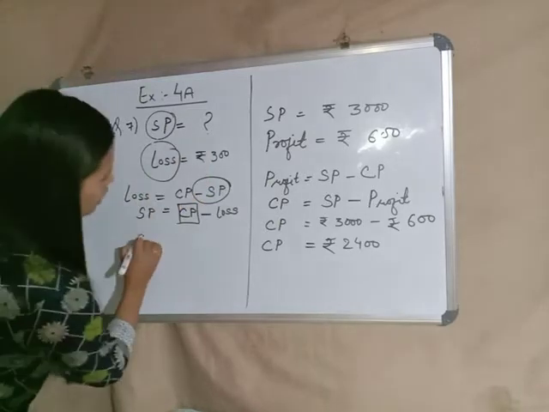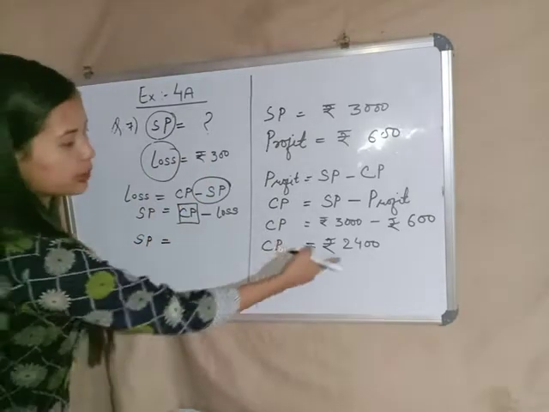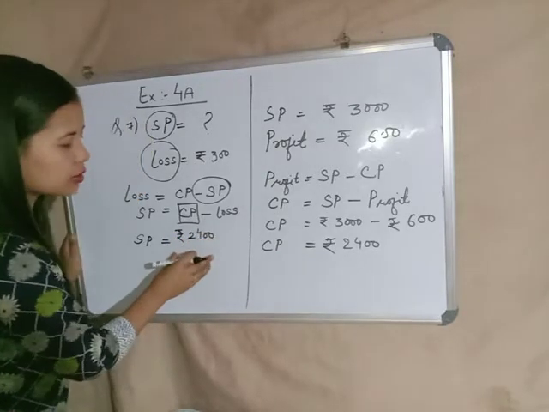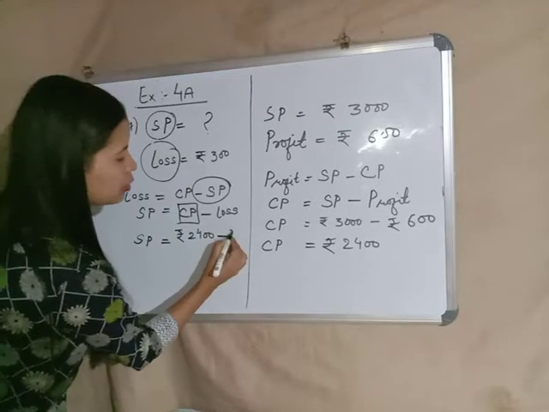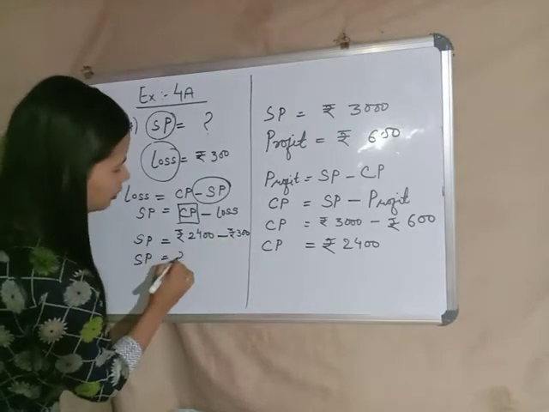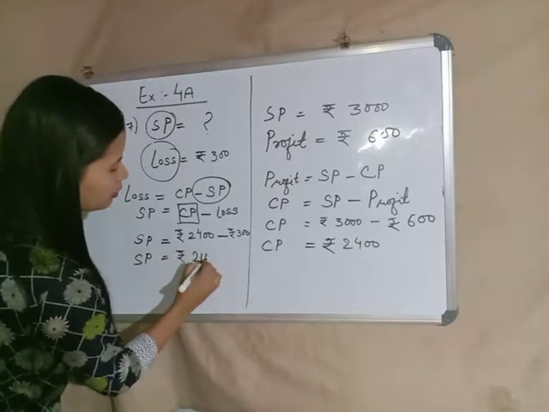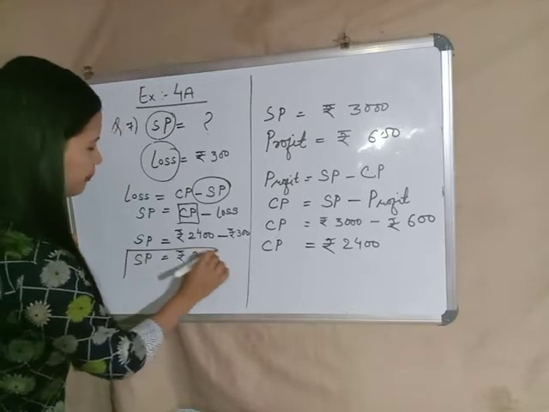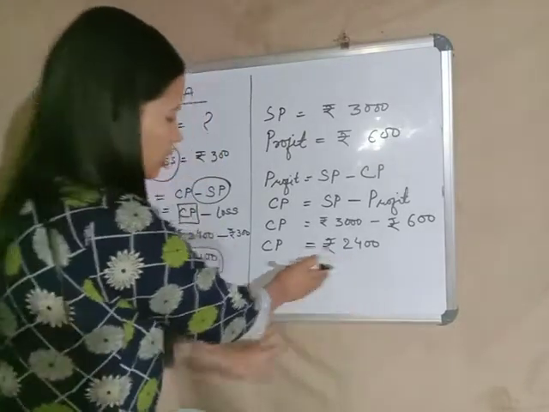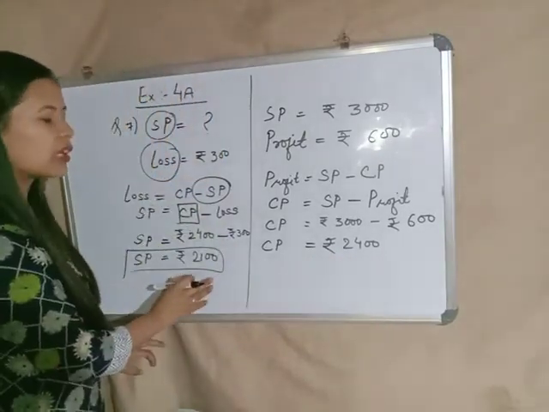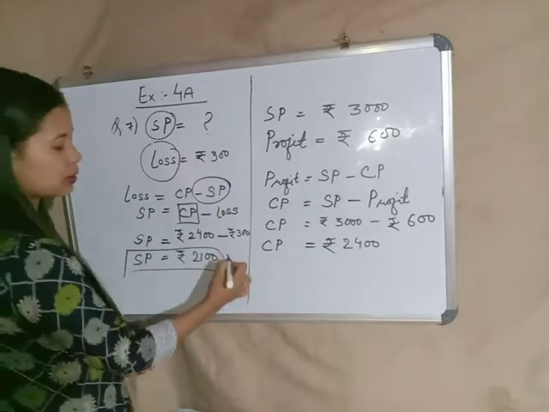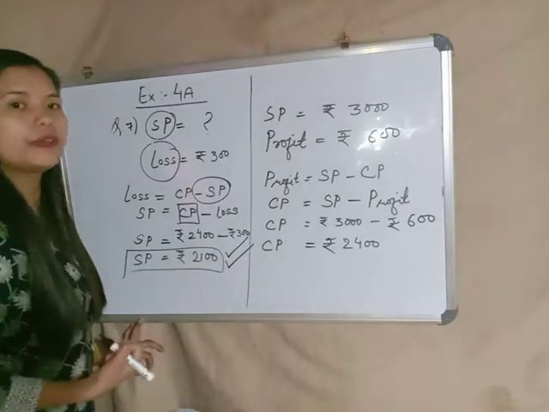Okay, so the SP will be equal to CP minus how much? Rupees 2400 actual cost. He is at a loss of 300. So the selling price of the cycle will be equal to rupees 2100. Okay, so the actual cost of the cycle was 2400. Because Rajan sold it at rupees 2100, he is at a loss of rupees 300. Okay, so this is the fact we need to find out.